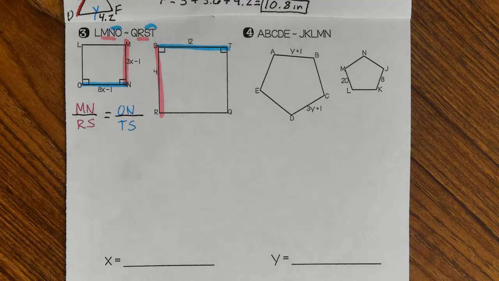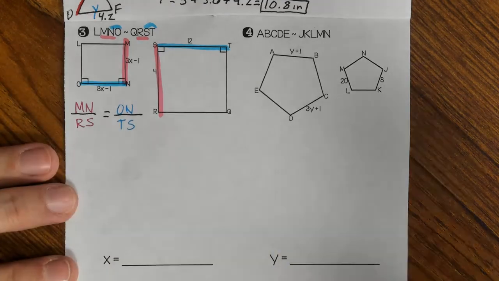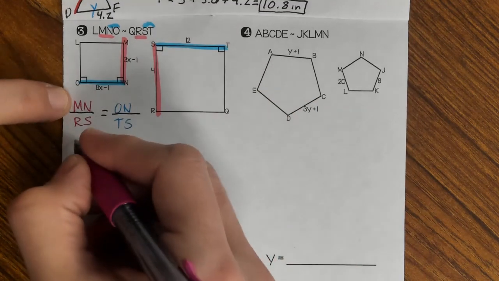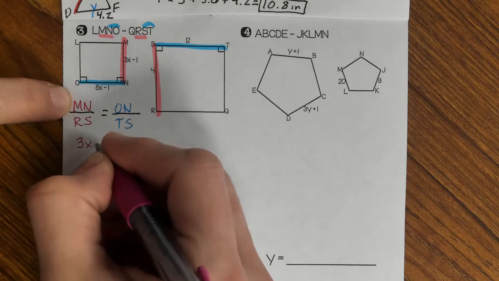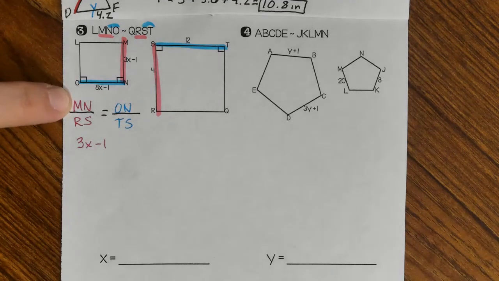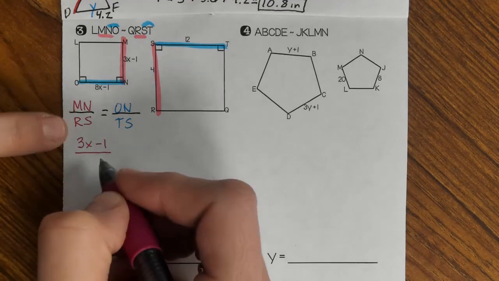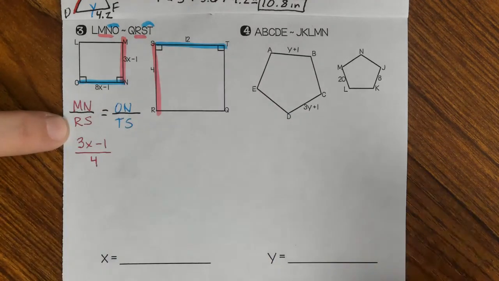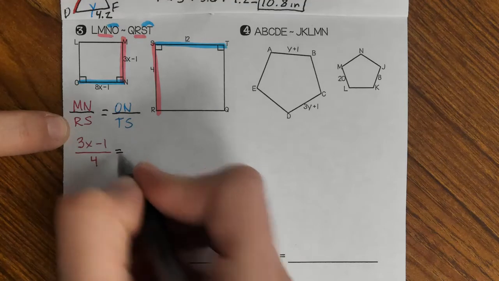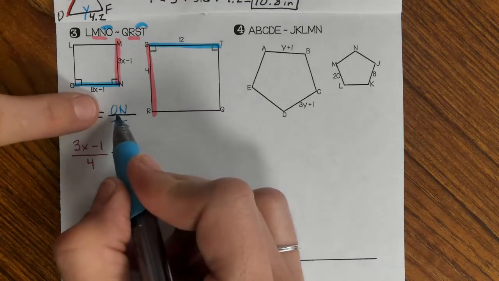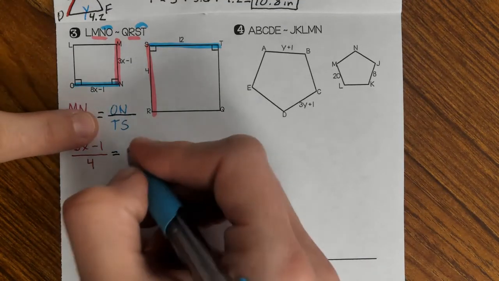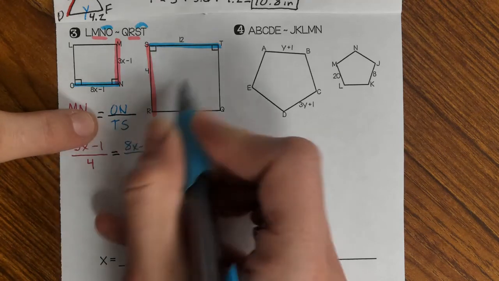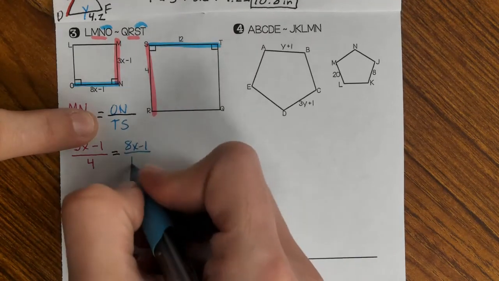So now whenever I set up my proportion, I take MN, which is right here, of my 3x minus 1, and I'm going to put this over RS, which we found out was 4. We will set this equal to ON, which was 8x minus 1, over TS up here of 12.